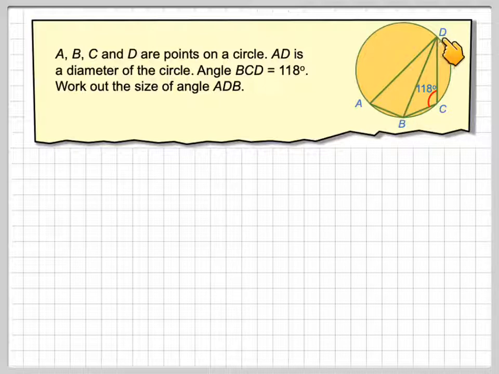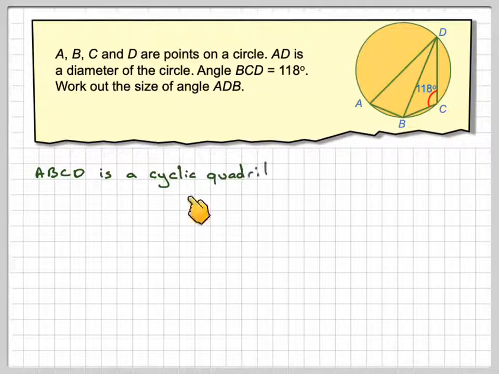So we want ADB. So it's going to be this little angle here we're going to have to find. Right, what we need to realise is, as A, B, C, D are points on a circle, then ABCD is what's known as a cyclic quadrilateral. Now, for a cyclic quadrilateral, the opposite angles add up to 180 degrees.